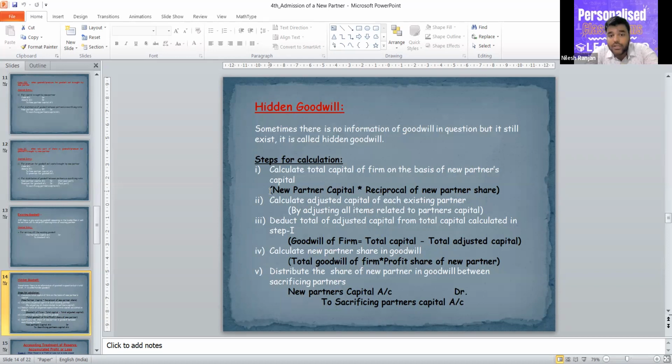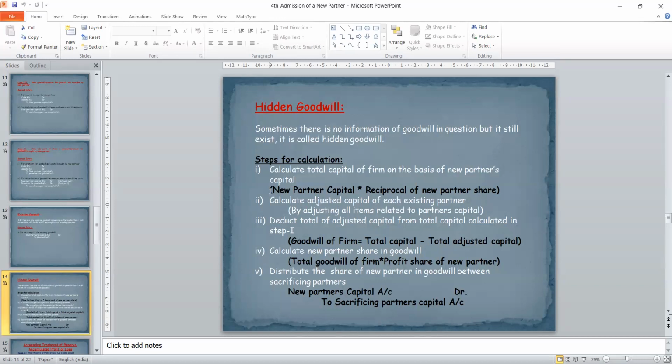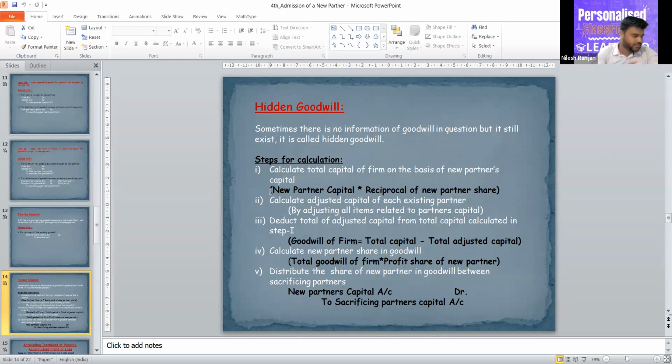The next part is calculate new partner share in equity. The difference which is calculated by us in step 3 is our hidden goodwill. It is called goodwill of firm. Now we will calculate the share of new partner in this hidden goodwill and then pass the journal entry. Is this clear? Yes, sir. Please write this and then we'll discuss a portion about this.